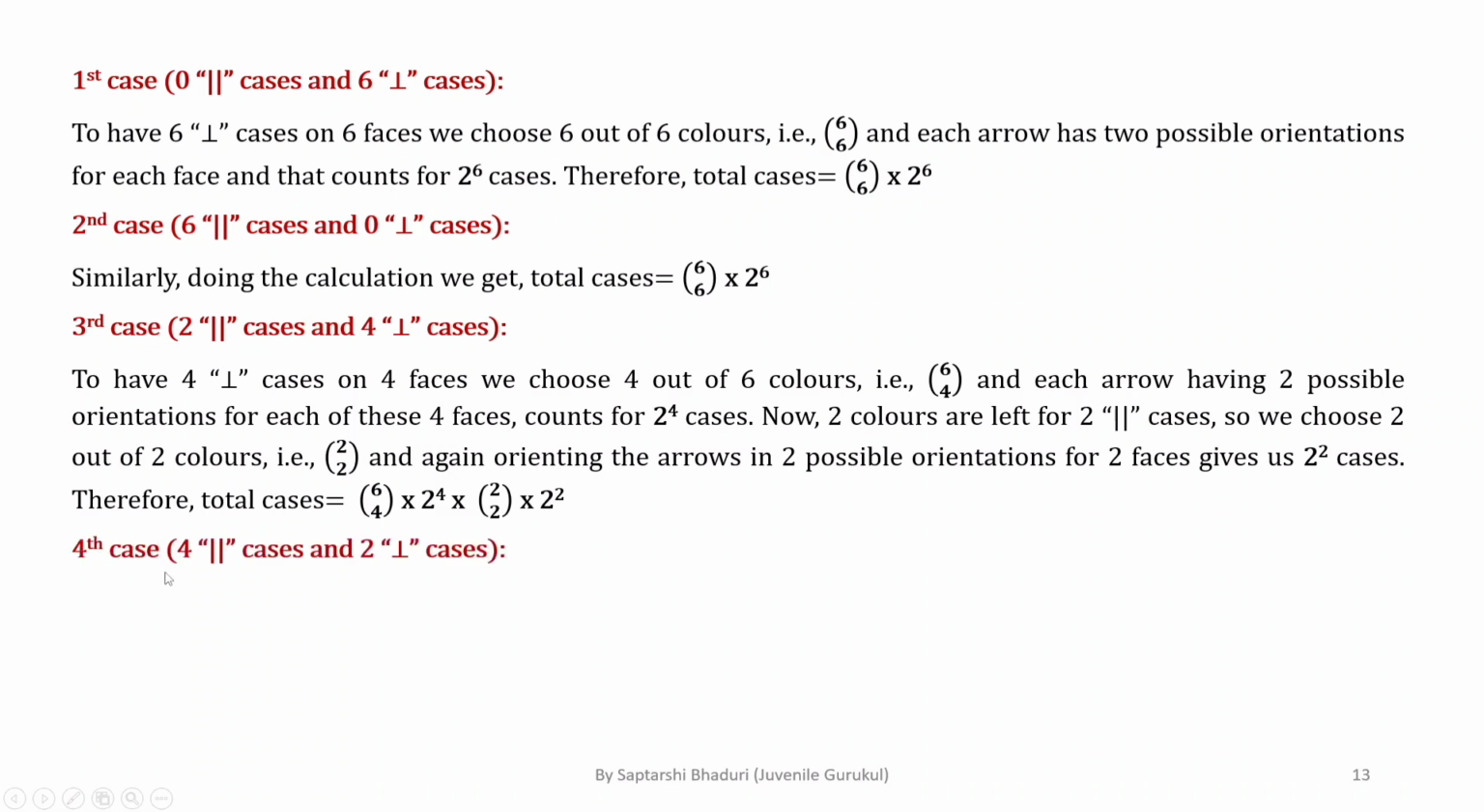Fourth case we have to consider is 4 parallel orientations and 2 perpendicular orientations. It is similar to the third case, so we do the similar calculations, and this leads us to the total number of cases of 6 choose 4 times 2 to the power 4 times 2 choose 2 times 2 squared.